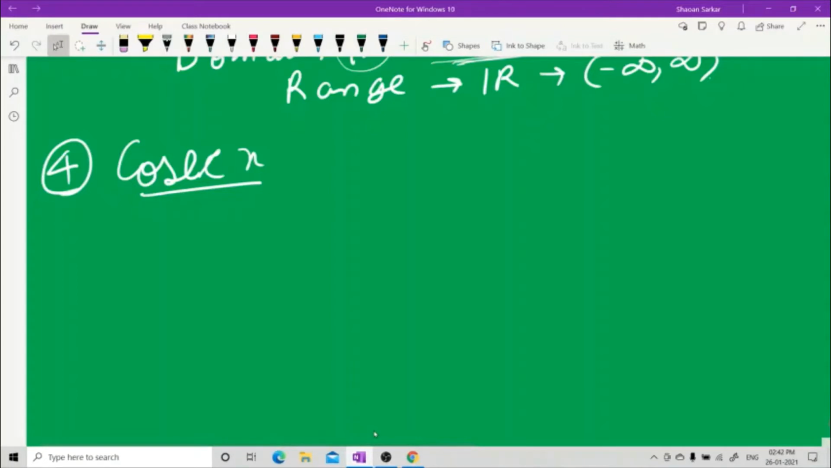Cosec x. Now we're going to draw the graph of cosec x. Now see very carefully. I'll draw first, because cosec x is 1 upon sine x. Keep this thing in your mind. Now let's draw the graph.